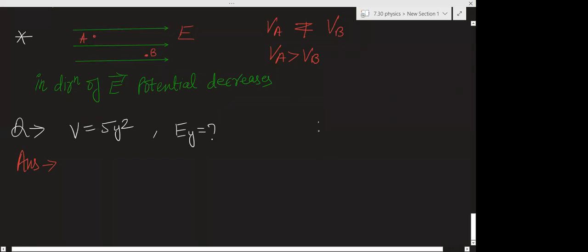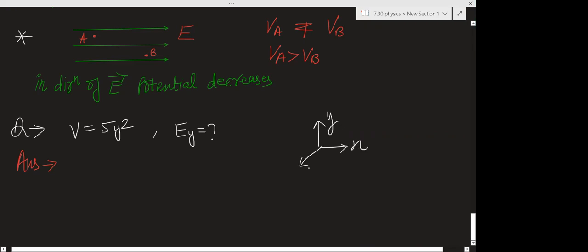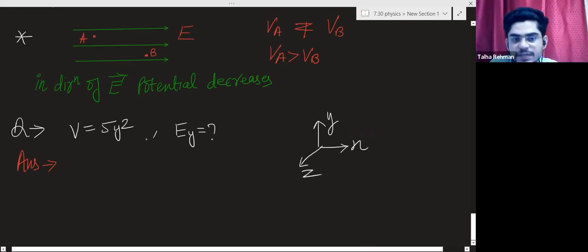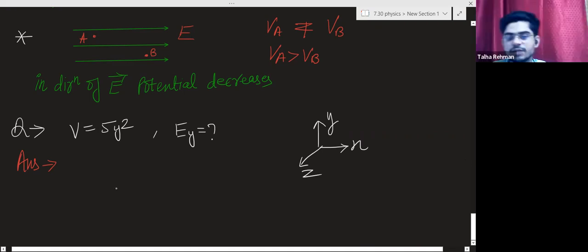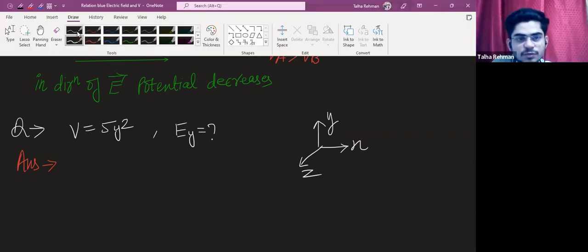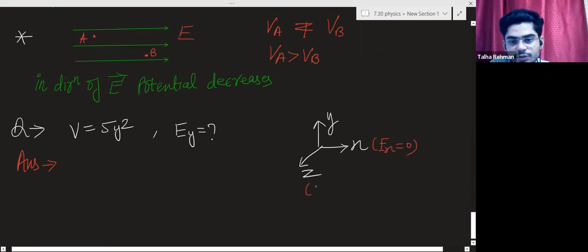Yes, sir. We have three axes now: X axis, Y axis, and Z axis. So potential is given in terms of y, which means the potential is changing in y direction only. X and Z are constant. And x is constant means electric field in x direction is 0. Yes, sir. There will be 0, and z is also 0.